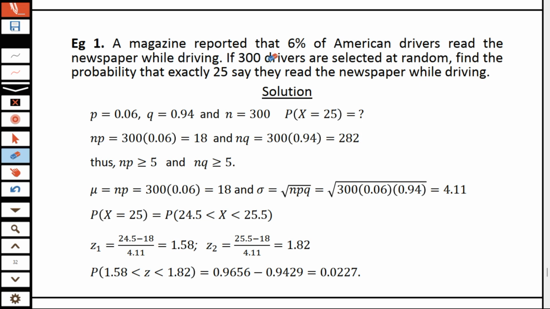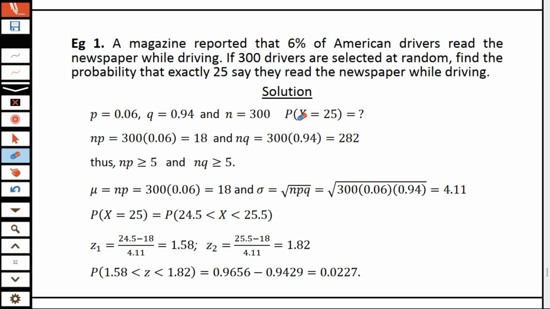If 300 drivers are selected at random, find the probability that exactly 25 read the newspaper while driving. So here our 6% represents our probability of success. Subtracting 0.06 from 1, we get 0.94. And here our n is 300. We have been asked to find the probability that x is equal to 25.